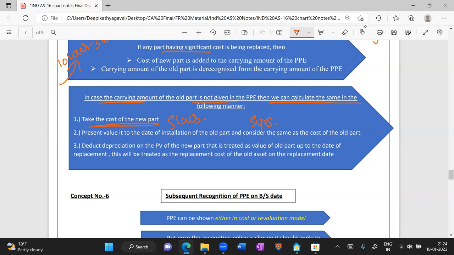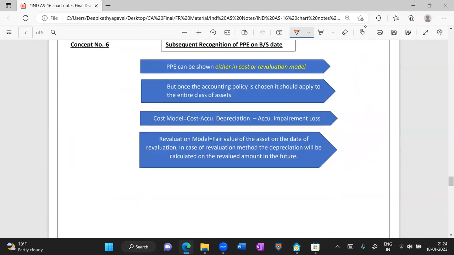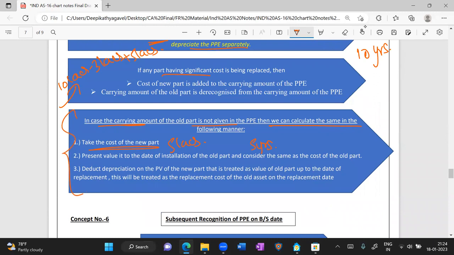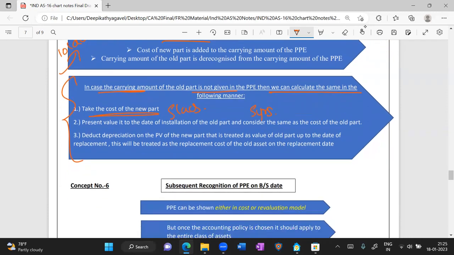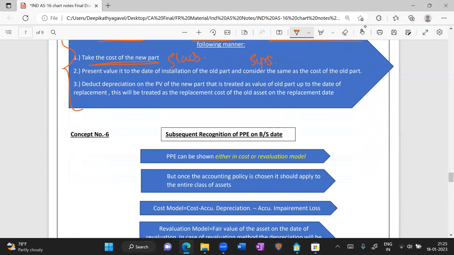This will be more clear when you solve the question. I have just given it as a note for you. Once you solve the question, you'll have a better understanding. So in case the old part's cost is not given to you, no worries. You have the new part's cost. You will present value it to the date of installation of the old part, and then deduct the depreciation from that present value, so that you can arrive at the old part's cost on the day of replacement. Old part's cost on the day of replacement, right? So this is all about component accounting.